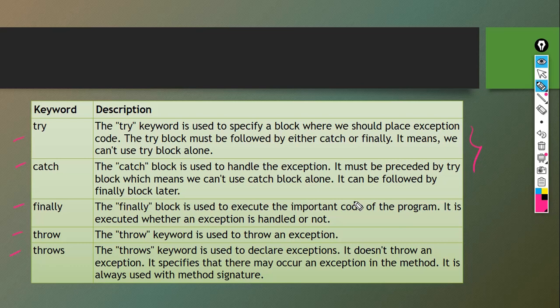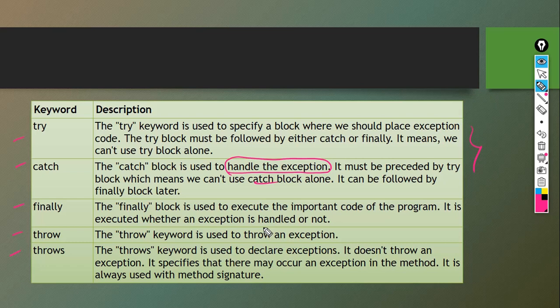Catch is used to actually handle the exception. So this is the block that handles the exception. Whatever exceptions have occurred inside the try block can be caught through this catch block, and they can be handled by this catch block. So it must be preceded by a try block, which means we cannot use a catch block alone. That means a catch block cannot be used without a try block.